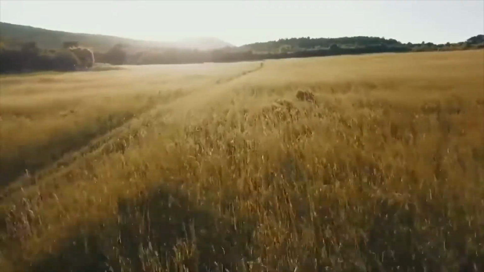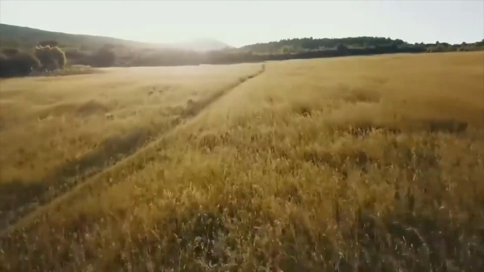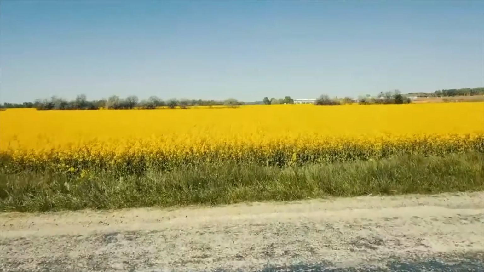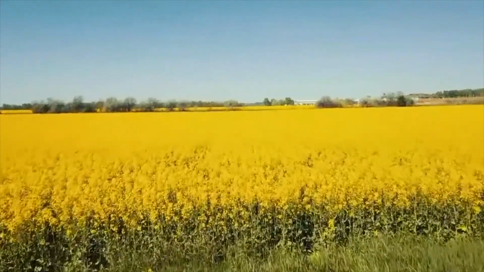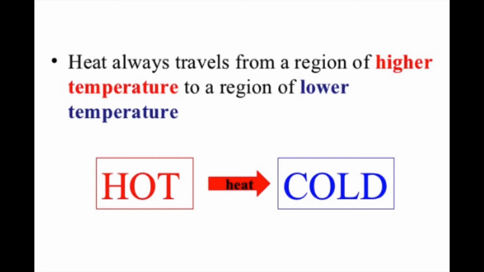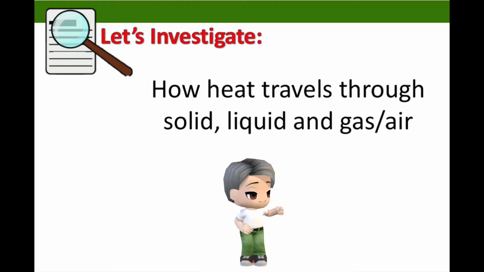Heat is a form of energy. As atoms and molecules inside of an object move, they create heat energy. Heat energy moves when objects have different temperatures, and it always moves in the same direction, from hot to cold. The cool object absorbs the energy and becomes warmer. So for today's lesson, we will investigate how heat travels from one object to another.